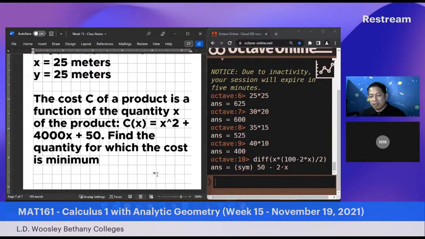Okay? So from here, obviously, we can directly differentiate this equation, because cost is already equated in terms of the number of quantities, quantity X of the product. So the cost is varying in terms of the number of quantities. Now, the question is, find the quantity for which the cost is minimum. Find the value of X for which the cost is minimum. So the differentiable variable is C, the cost. So from here, we could get the derivative of that.